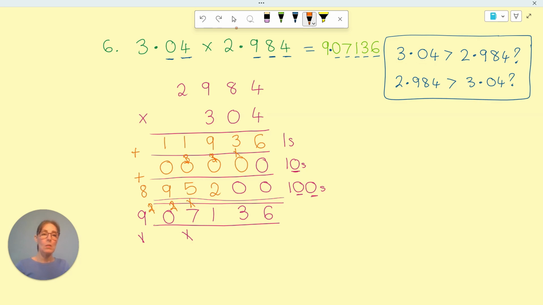Now looking at these two numbers, is 3.04 bigger than 2.984? Which is the biggest? Let's look at the digits on this side. That's a 3 and that's a 2. So straight away we know that that is correct. Even though that's a longer number, those 3 digits are on the part side, not the whole side. So we've got to look at that biggest digit first to compare them. And if that digit is smaller than that one, then that is not correct.